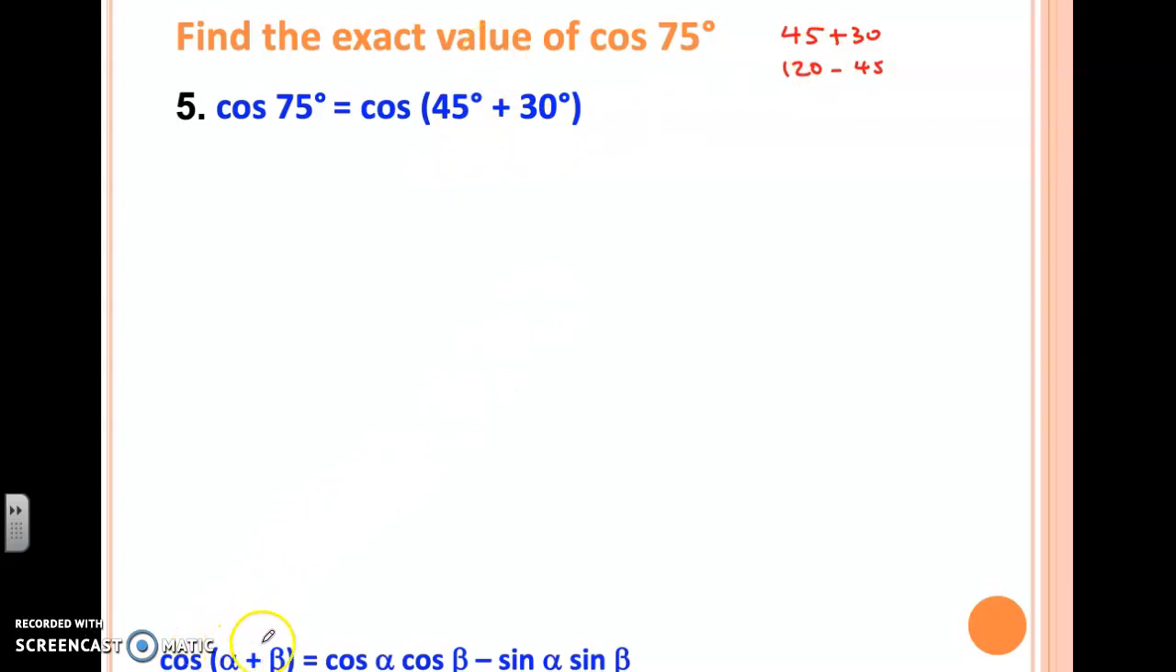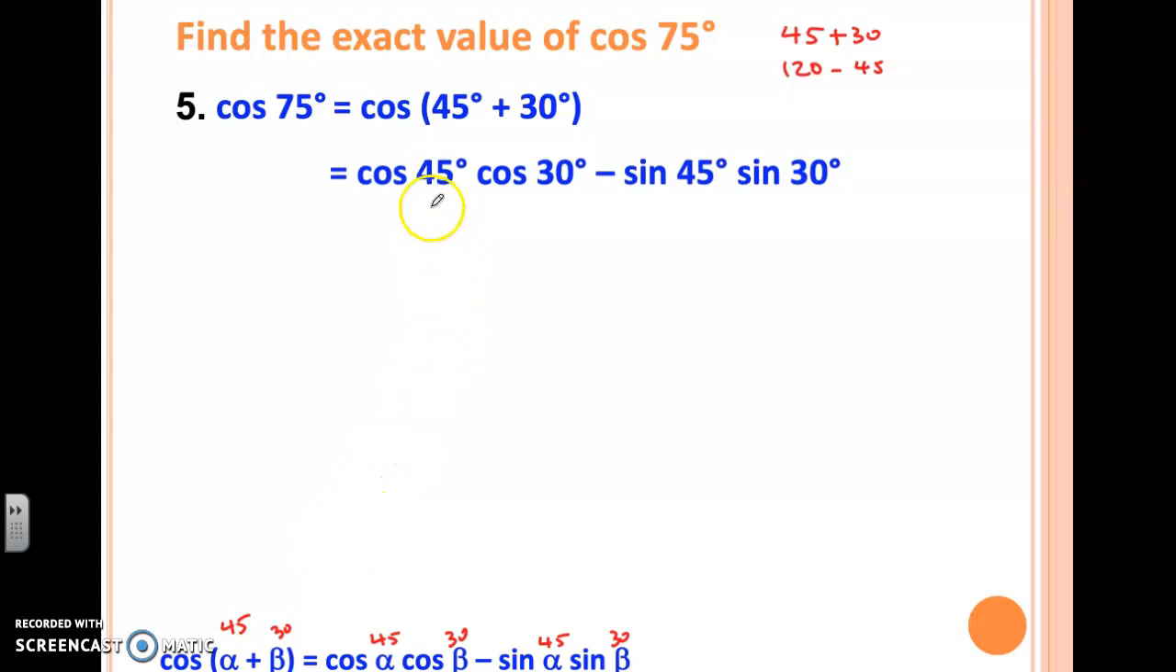Cosine of an angle plus another angle, which in this case is going to be 45, and the second angle is going to be 30, is the same as, look at this, cosine, cosine, change the sign because this is positive, it goes negative, and then sine, sine. Cosine of my first angle times cosine of my second angle, minus sine, sine, the same order, 45 and 30. So I'm applying this identity: cosine of 45 times cosine of 30 minus sine of 45 sine of 30. Now what?